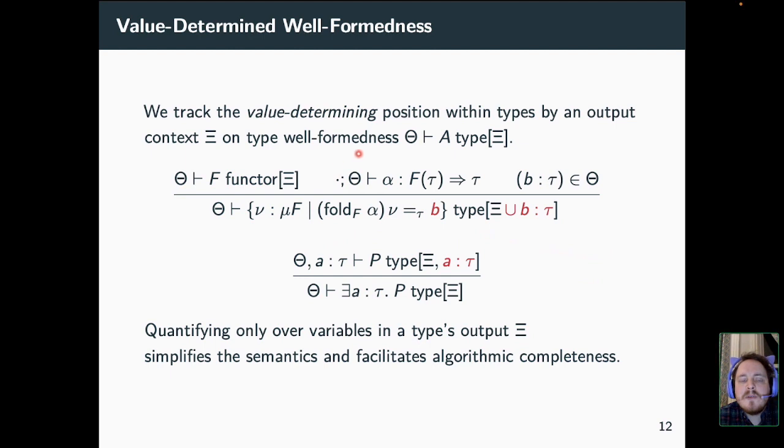Okay, so we modify the usual type formation judgment by adding an output context xi, which keeps track of the value-determining positions within types. So the only time we add an entry to the output xi is when there's an index variable in this position. That is, when it's the result of a measure applied to an inductive value. And we require both existential and universal quantification to quantify over the value-determined indices, that is, over the output xi of the underlying type. By doing this, we find that we can simplify the semantics and facilitate the proof of algorithmic completeness.